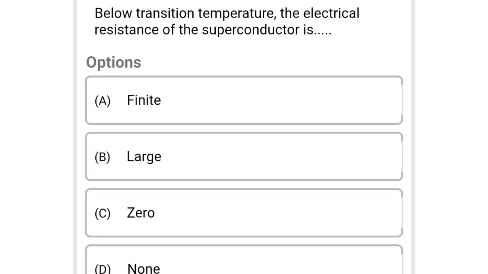Today we are going to see the MCQ related with superconductivity. So the first question, below transition temperature, the electrical resistance of the superconductor is option A finite, option B large, option C 0, option D none. The correct answer is option C 0.